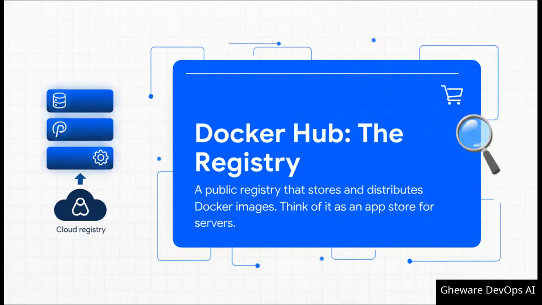But here's where it gets even better. You almost never have to write these recipes from scratch. Let's say you need a database or a web server. You just go to Docker Hub. Think of it like a giant app store, but for these blueprints. It's a massive public library where companies and the community share thousands of pre-built, ready-to-use images for just about any software you can think of.